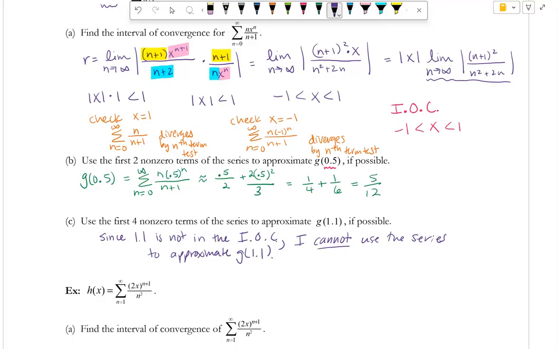All right, try this last example on page 103, and when you are ready, check the video.